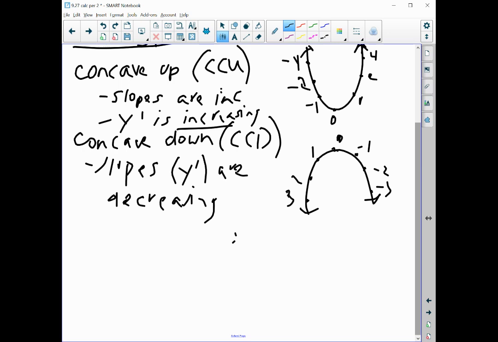So concavity describes how the... sorry, I just lost my whole train of thought.